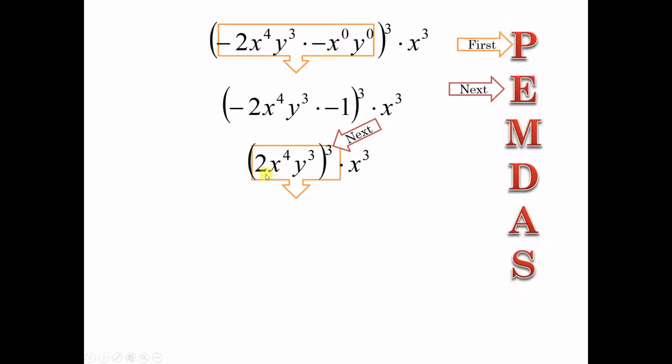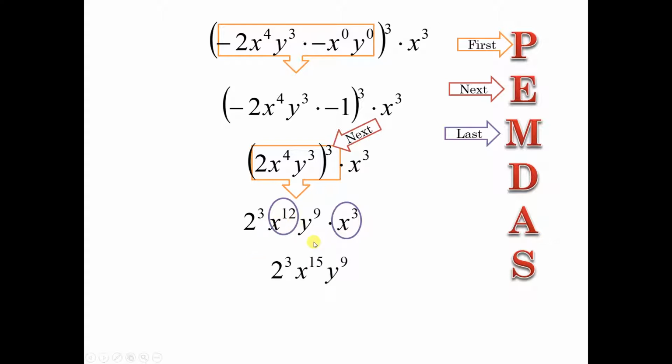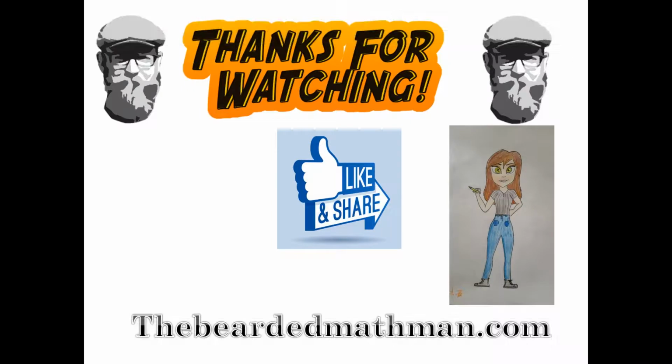So that's going to be 8, or 2 cubed, x to the 12th, y to the 9th. See? We're going to multiply, and there's a 1 right here. 2 to the 1 times 3. There you go. And now we can multiply these two things together. We have 12 and 3 more. That makes 15.